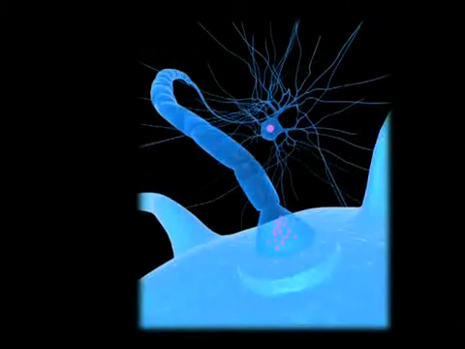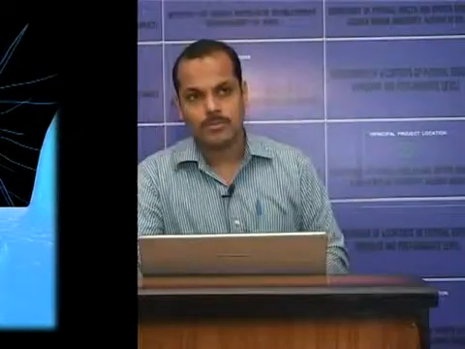In this session we will be discussing the basic structure of the nervous system, the basic component of the nervous system, that is the neuron. We will be discussing its anatomy, function and the different types of neurons. Neurons are the basic functional unit of the nervous system. The nervous system contains billions of neurons.